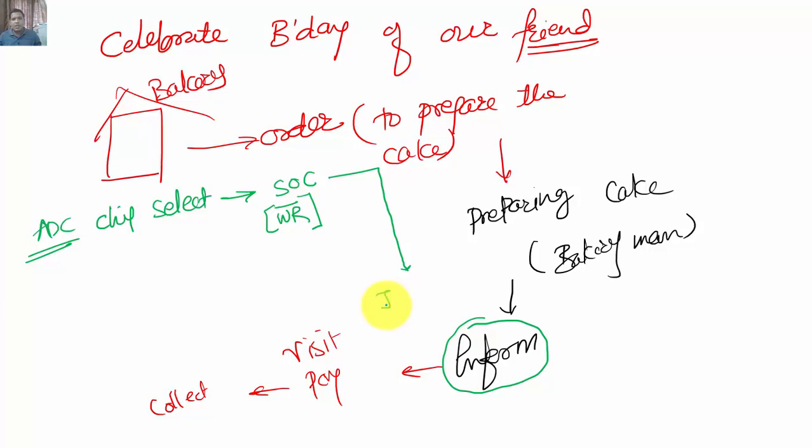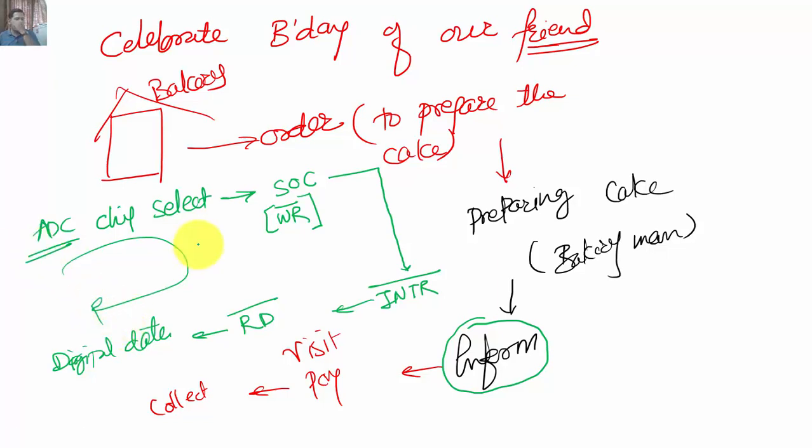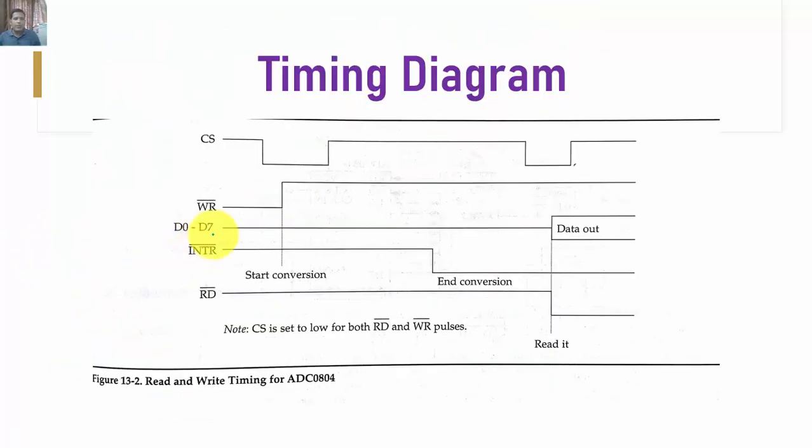So that task is simply done by this INTR bar pin. And once it's done, we are going to read the data to collect the converted value. In the sense, I am going to send the RD bar signal. Once the RD bar signal is given, I directly collect this digital data. In this way, I follow this cycle to interface the ADC with the 8051 microcontroller.